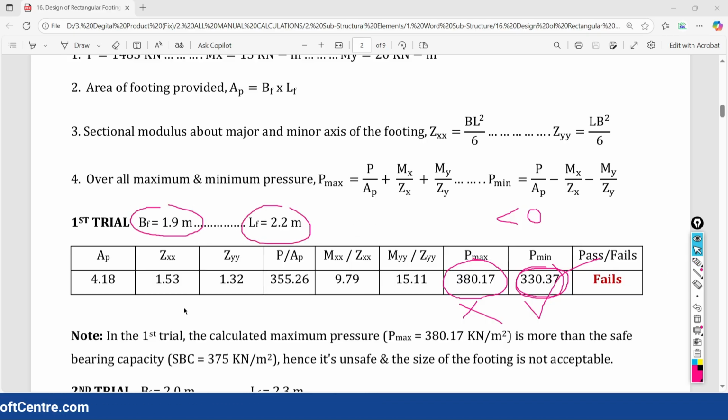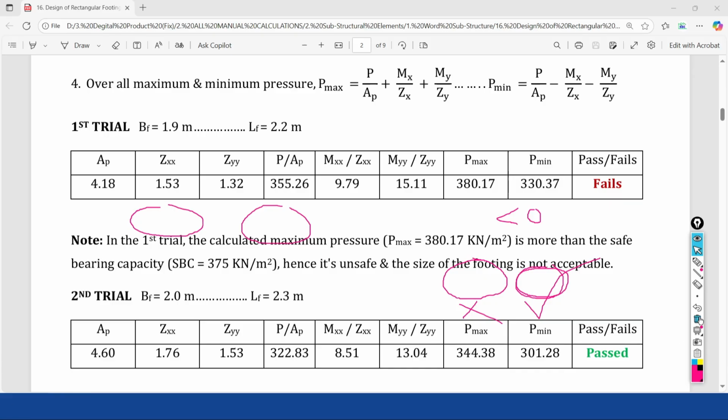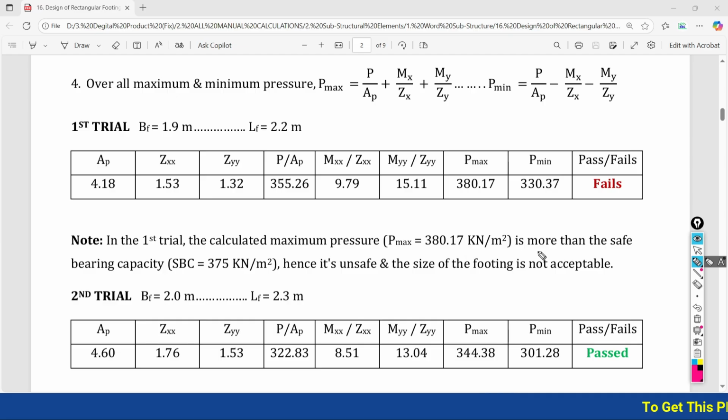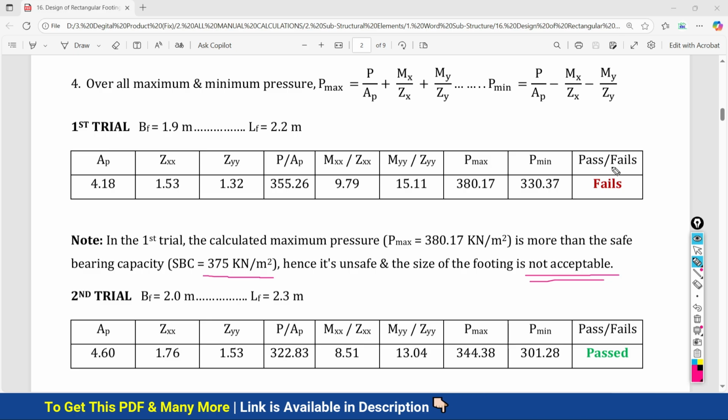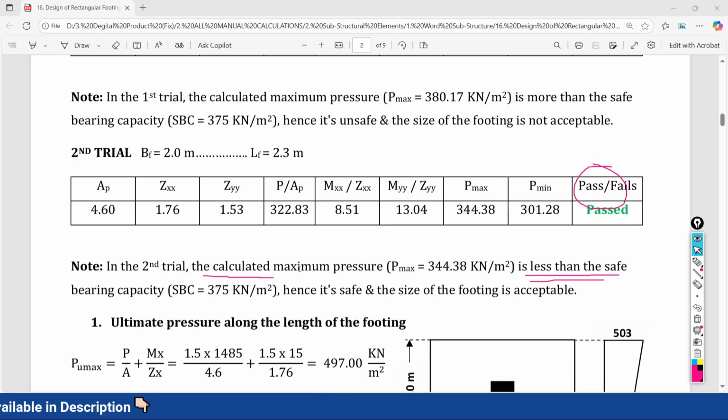So that thing is given here in the note, that is what? In the first trial, the calculated maximum pressure 380.17 is more than the safe bearing capacity of the soil, 375 kilonewton per meter square. Hence it is unsafe and the size of the footing is not acceptable. That's why it is failing. Then what to do? Take a next trial. We are going to take another trial.